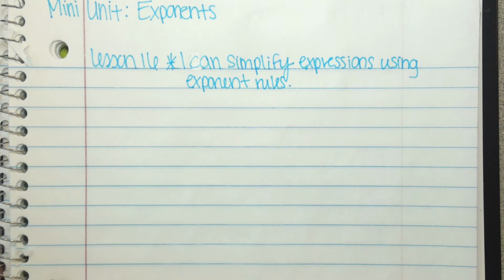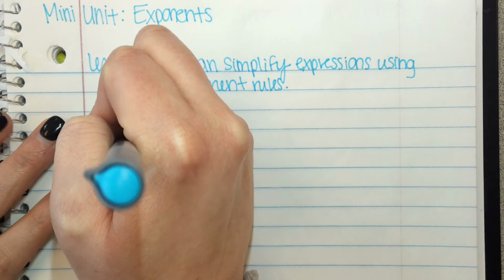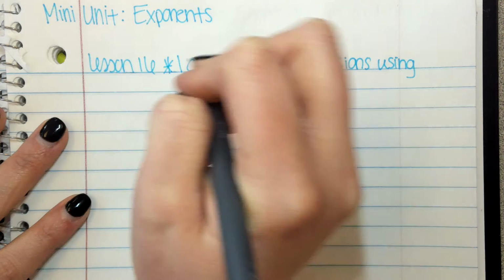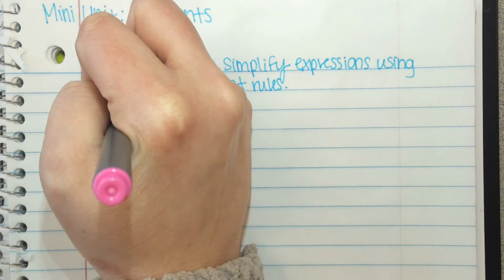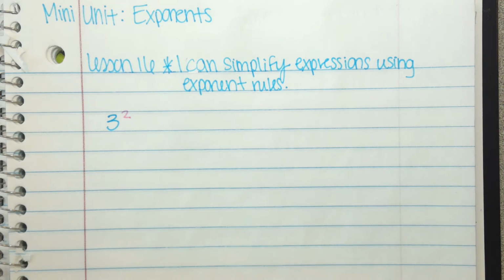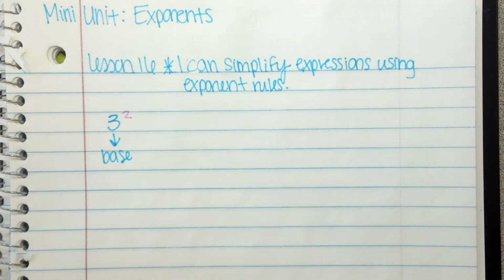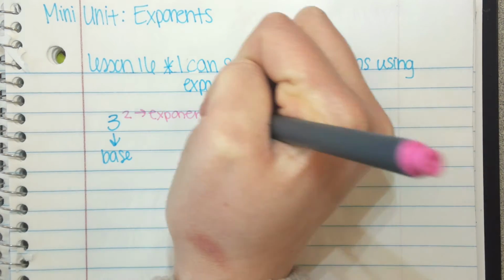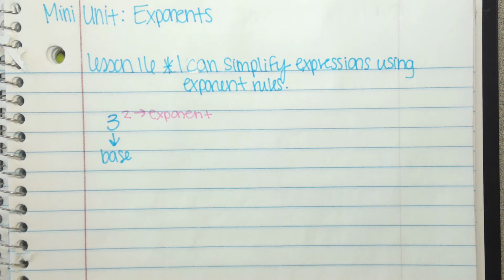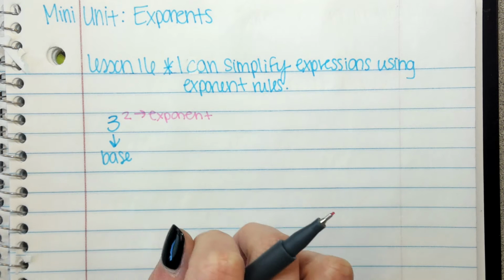Okay, so first, before we actually start looking at the rules, we want to talk about just the basics of exponents. So if you have a number, say I have 3 squared, okay, the 3 is called my base, and that 2 is my exponent. Okay, that should be familiar terminology to you. So the base is what's being raised to the exponent. The exponent is the power.